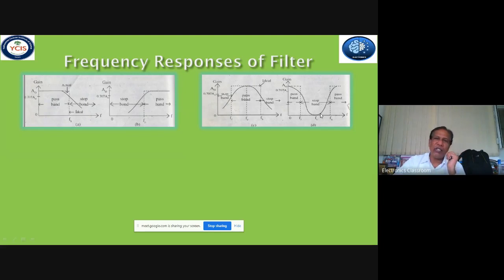So that band of frequency is known as the stop band, and its central frequency is known as F0, the anti-resonant frequency. At this frequency, all components are rejected, so it is called a rejector circuit.